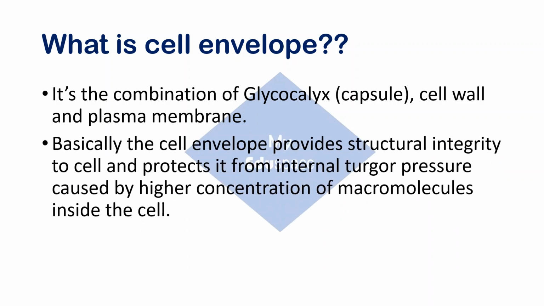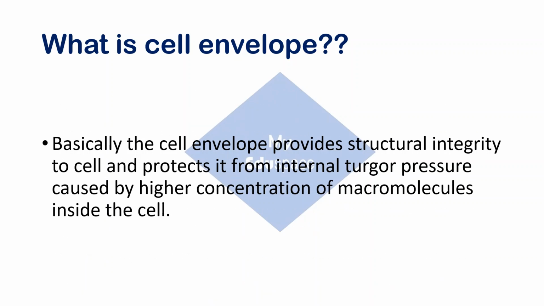Basically, it provides structural integrity to the cell and protects it from internal turgor pressure caused by a higher concentration of macromolecules like proteins or some ions inside the cell.